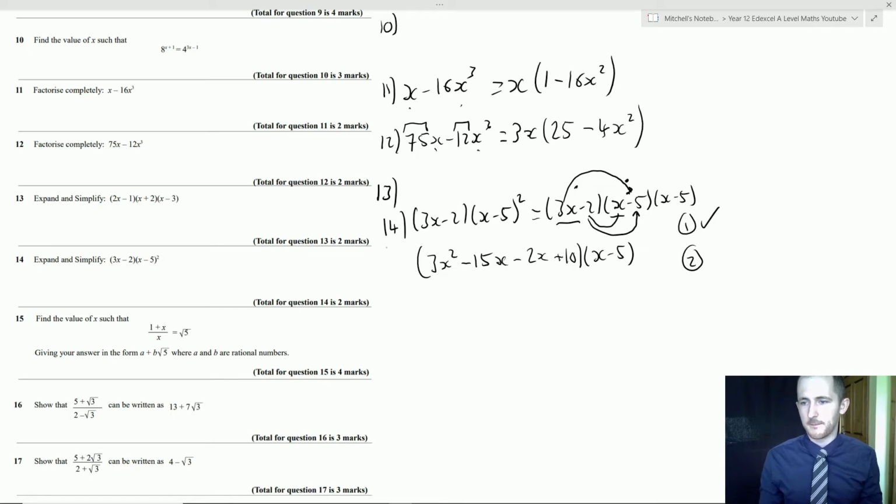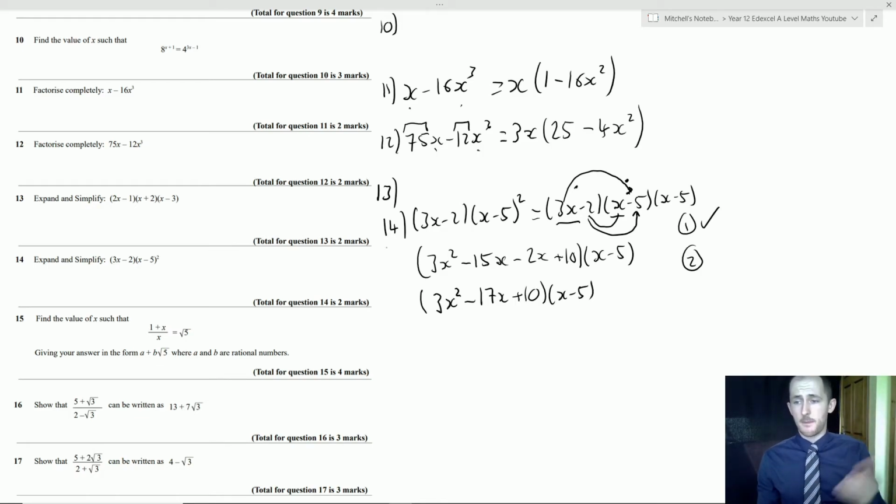this first bracket. So 3x squared, there should only be one x squared term so far. There are going to be two x terms, so we need to simplify them. Minus 15x and minus 2x. Minus 15 minus 2 gives me minus 17x. And then the plus 10 on the end. And then x minus 5.